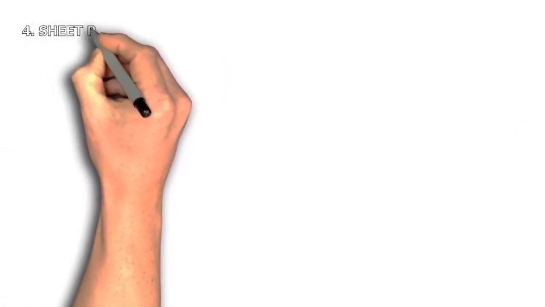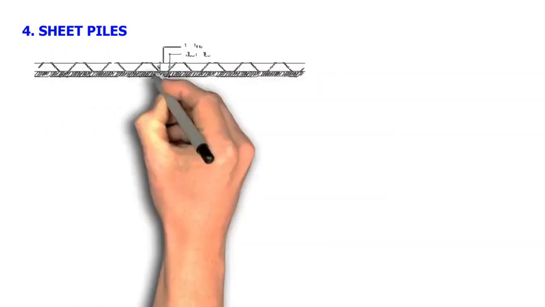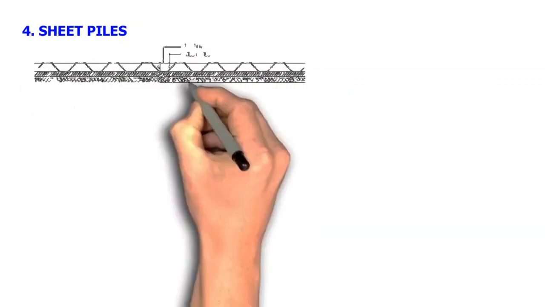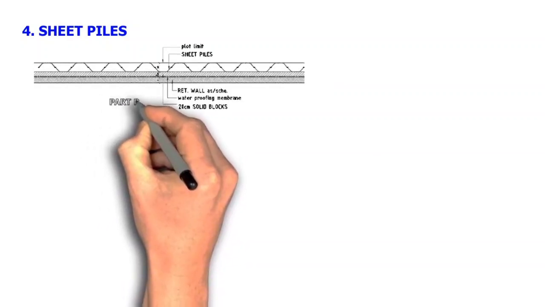Number 4. Sheet piles. Although they can be used to retain soil-to-soil excavations, this type of shoring is best used when we need to isolate our excavation from bodies of water, specifically a creek, a pond, or a seaside. It is commonly seen in port and harbor construction.